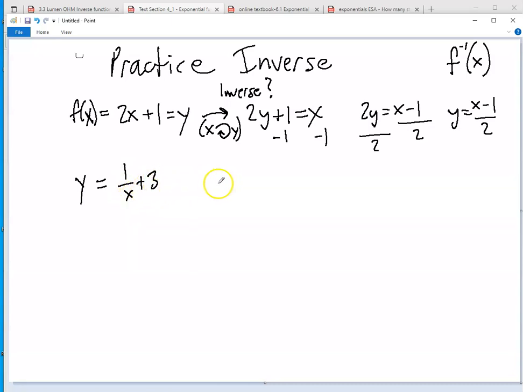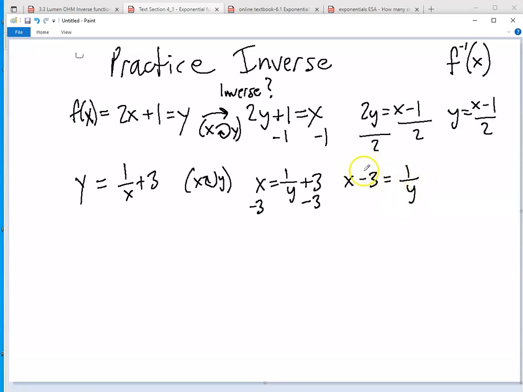Well, let's just crank it through our formula. So first of all, switch the x and the y. We get x equals 1 over y plus 3. Before we can do anything, we have to get the 3 out of the way here. So let's subtract 3 from both sides. And now this becomes x minus 3 equals 1 over y. Hey, we're getting closer to getting y by itself. How do I get y by itself now? Do the inverse of both sides. Think of it as turning it upside down.